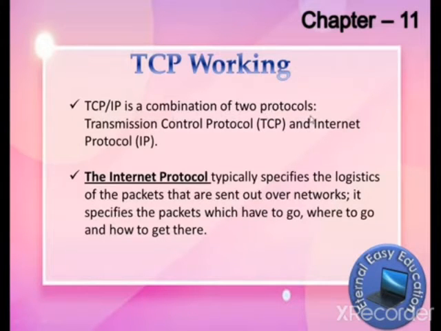Next, the TCP working nature. TCP/IP is the combination of two protocols. What are they? TCP and IP. Transmission Control Protocol, and another one is Internet Protocol. The Internet Protocol specifies the logistics of packets that are sent out over networks. It specifies the packets which have to go, where to go, how to go. So what is the working nature of Internet Protocol? It will say which packets have to go, where to go, how to go. Okay, then what about the TCP?